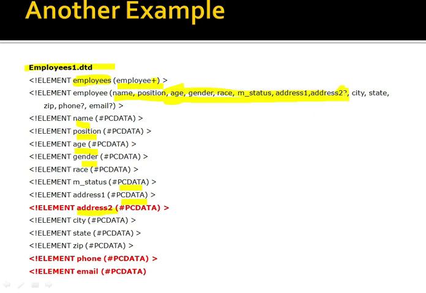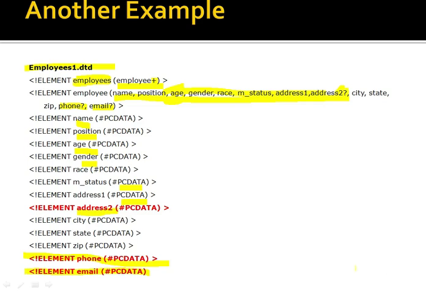What is that? It can occur 0 times or 1 time. It cannot occur more than once. It may come or it may not come. Then again the phone number and the email are with the question mark symbol. This email and phone element can occur 0 or 1 time.